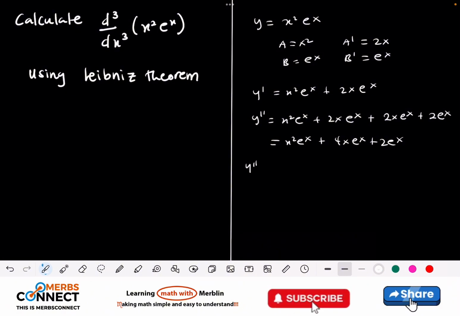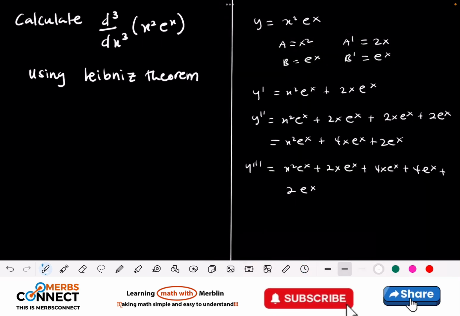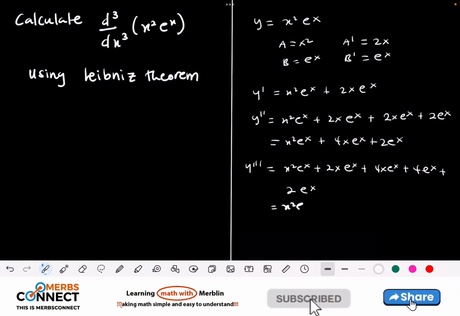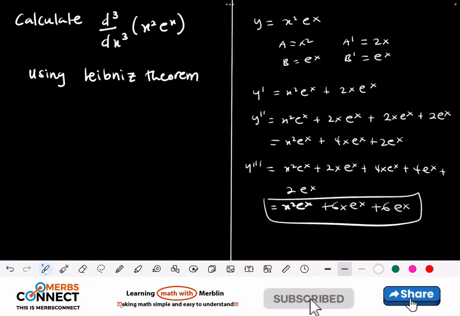Then I need to go to the third one. So for the third one, I do it again: x squared e^x plus 2x e^x plus 4x e^x plus 4e^x plus 2e^x. When I simplify this, I'm going to have x squared e^x, and then plus 6x e^x plus 6e^x. So this is what I'm going to have with the product rule.